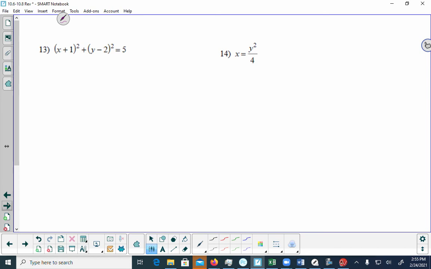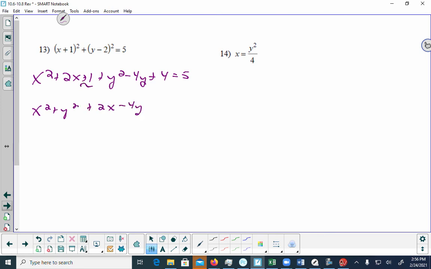So I am going to square: x squared plus 2x plus 1 plus y squared minus 4y plus 4 is equal to 5. Putting the x squared and the y squared together, plus 2x minus 4y, and then the 1 plus the 4 will be 5. Subtract 5 from both sides, and it's equal to 0. This becomes r squared, and then I'm going to have plus 2r cosine theta minus 4r sine theta, because that's what x and y are equal to.